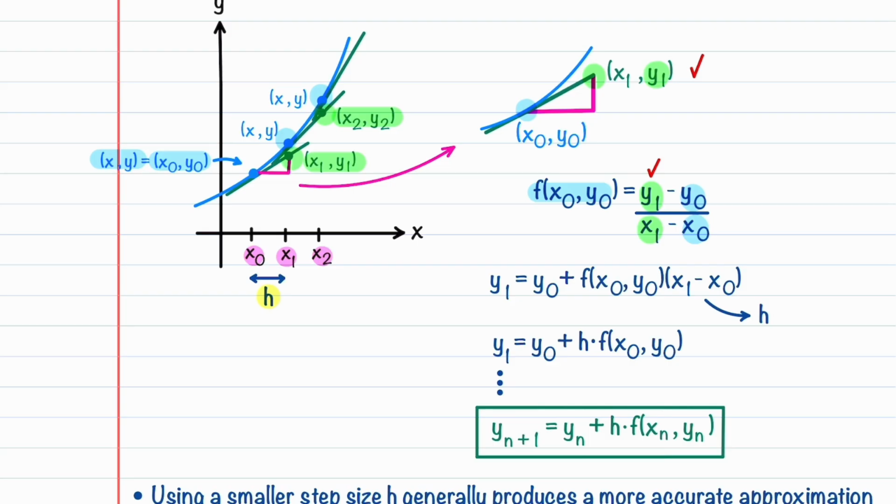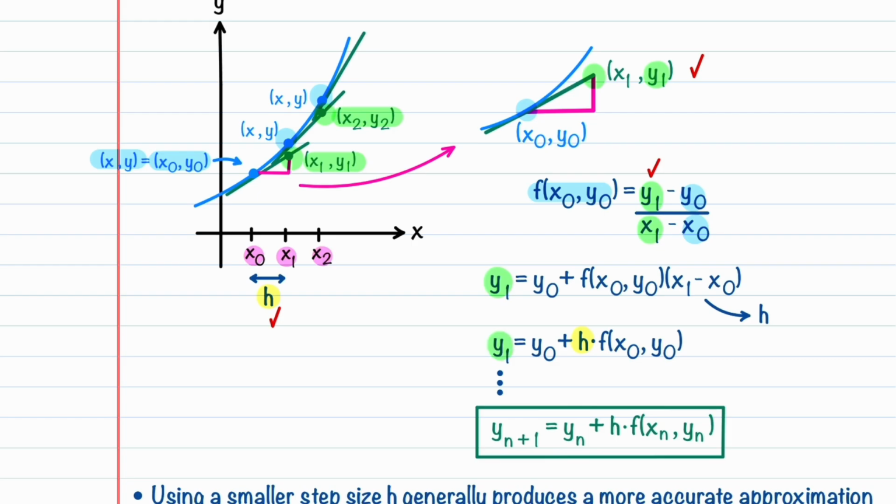If we multiply things through, we get that y1 is y0 plus our function, which is our slope, times x1 minus x0. If we look back at the graph on the left, you can see that x1 minus x0 is equal to h. So we're going to plug that in. That's right here. And that's our formula for y1.